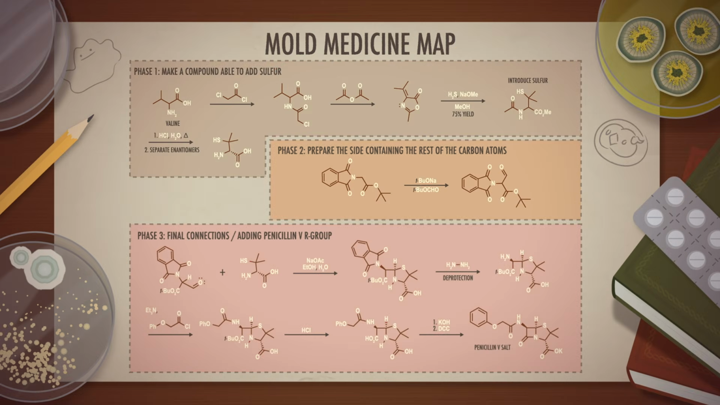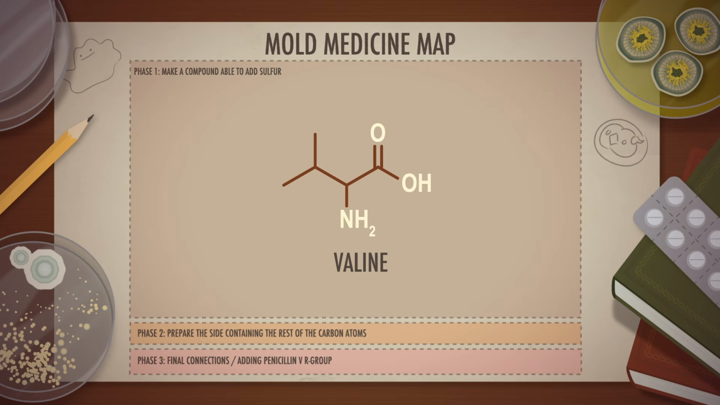As our last puzzle, let's break down the mold medicine map and discuss the overall strategy Dr. John C. Sheehan's research team used to synthesize penicillin V. We won't look at every mechanism in detail, since we did that in previous episodes. But we've added those episode numbers to the mold medicine map in case you want to review them. Phase 1 of the synthesis began with valine, which contains the gem dimethyl group needed for the nitrogen and sulfur-containing 5-membered ring.